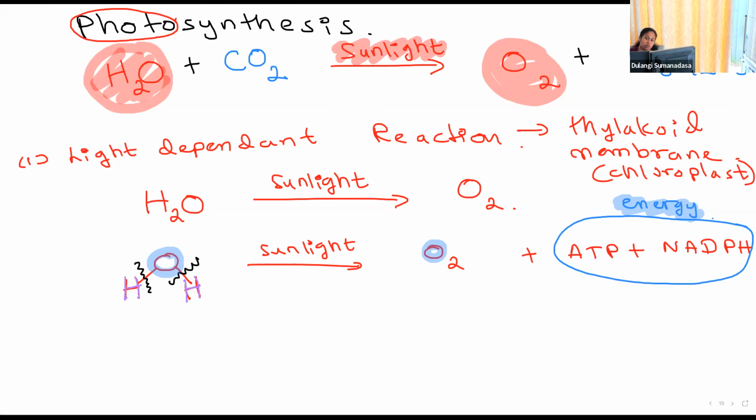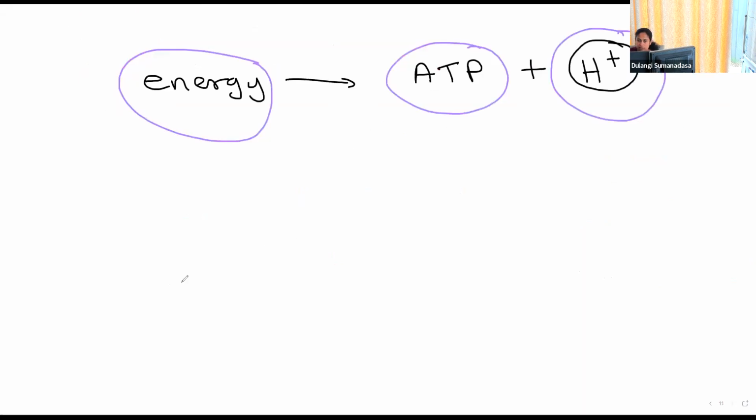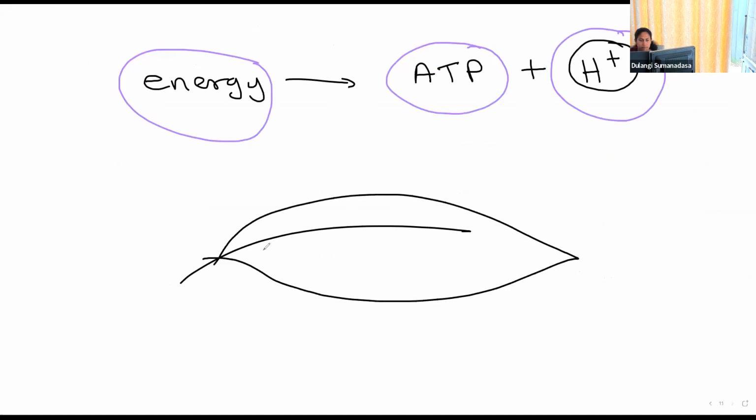But oxygen needs to be released to the outside. If the oxygen is going to go to the outside, it's going to go through the plant, the little holes. Underneath the plant, there are little holes called stomata.